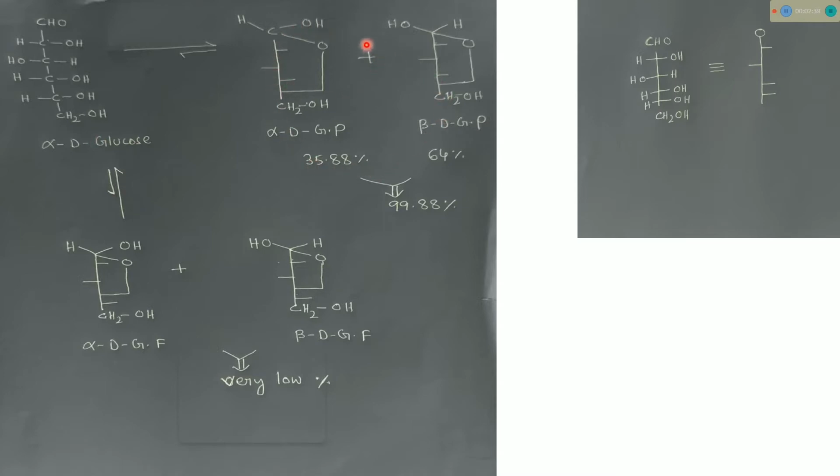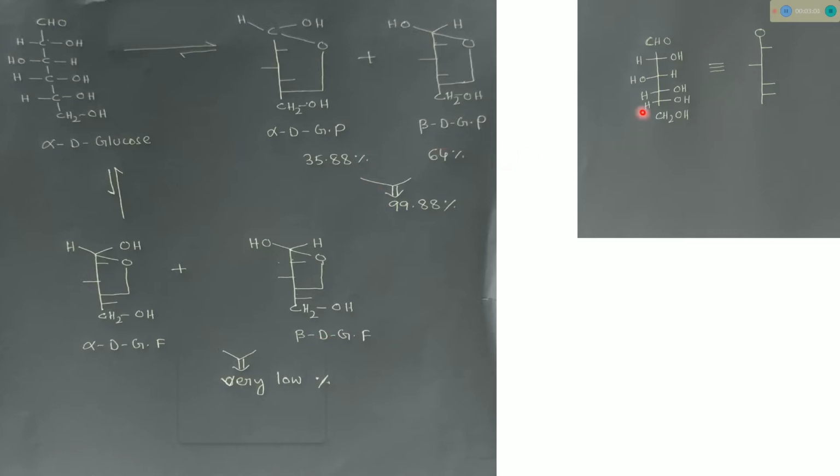In cyclic form, there are two types. One is alpha D glucopyranose and beta D glucopyranose, and the other is alpha D glucofuranose and beta D glucofuranose. Beta DGF means beta D glucofuranose.